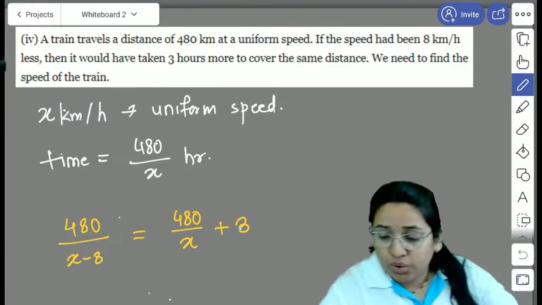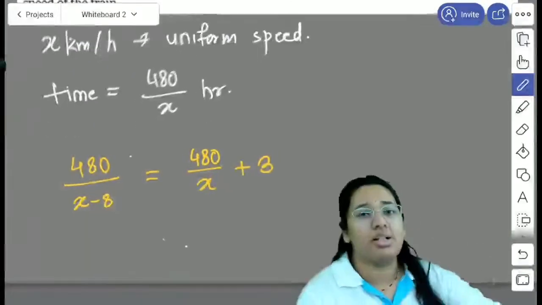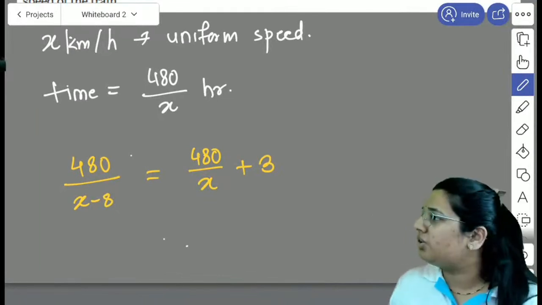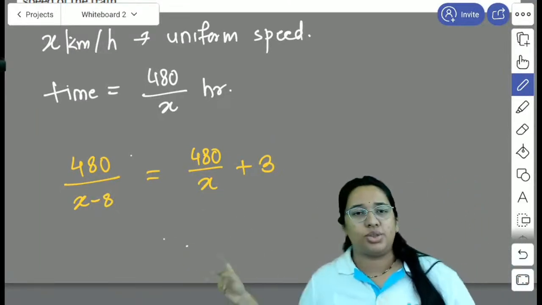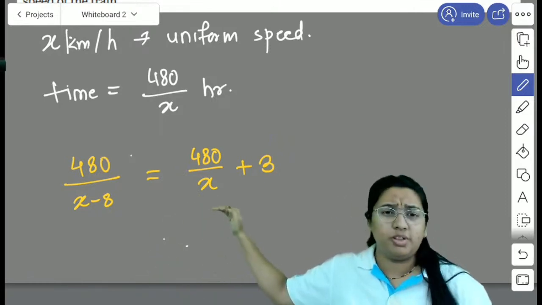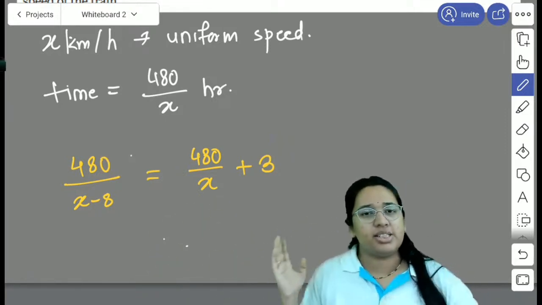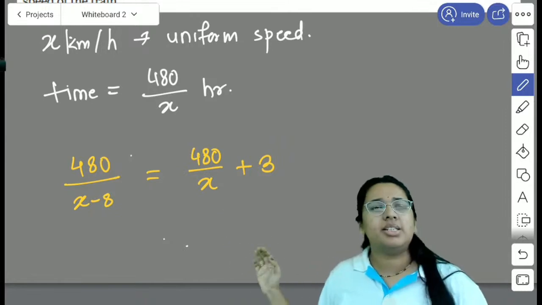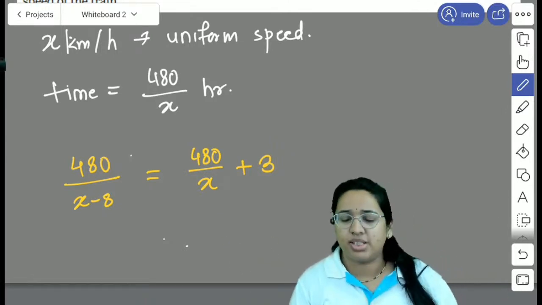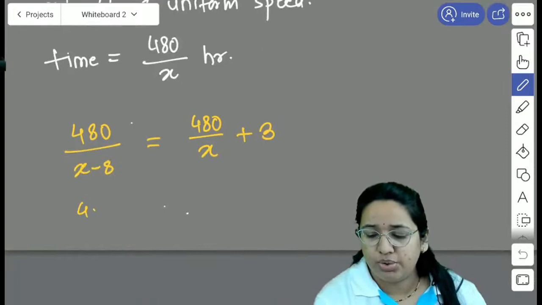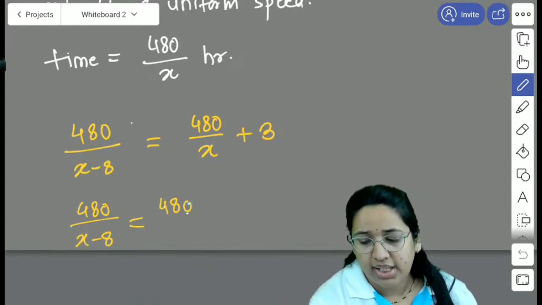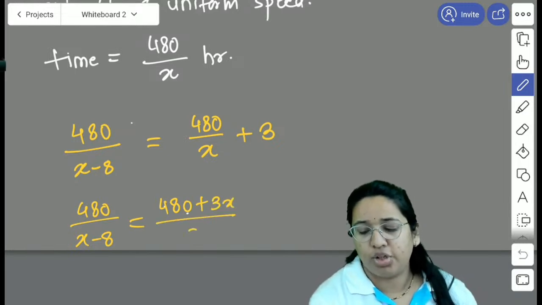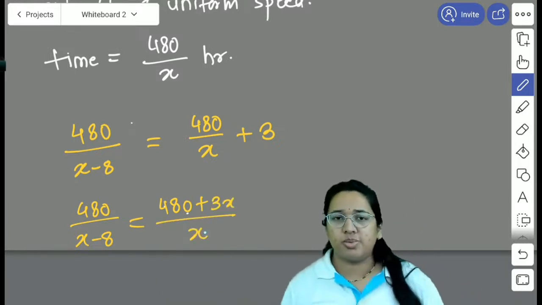That's it. So the only important and crucial part is that you just have to find out the actual numerical way of this word problem. Once you get this, you can easily solve this question. So the first part I will do here: 480 upon x minus 8 is equal to (480 plus 3x) upon x. Now just cross multiply.